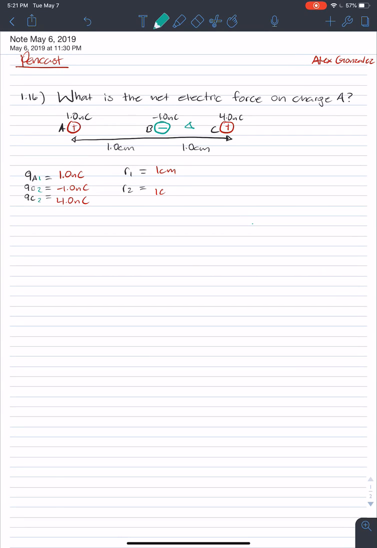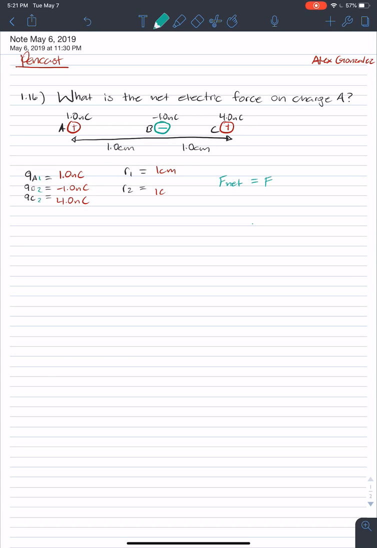Yo, okay, today I'm going to be showing you guys how to do problem number 16 from homework number 1. It's pretty straightforward. So the question's asking us, what is the net electric force on charge A? And we know that net electric force is equal to the sum of the other forces acting on that specific charge.